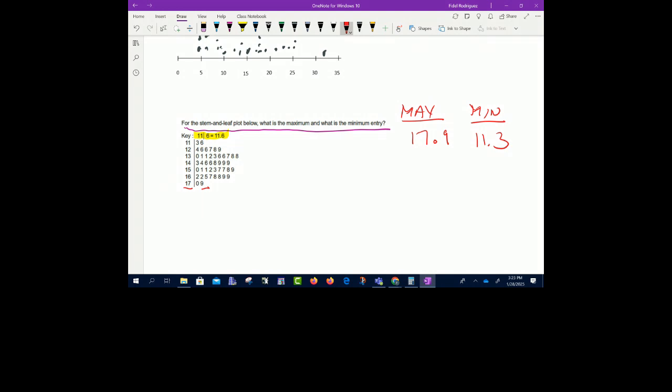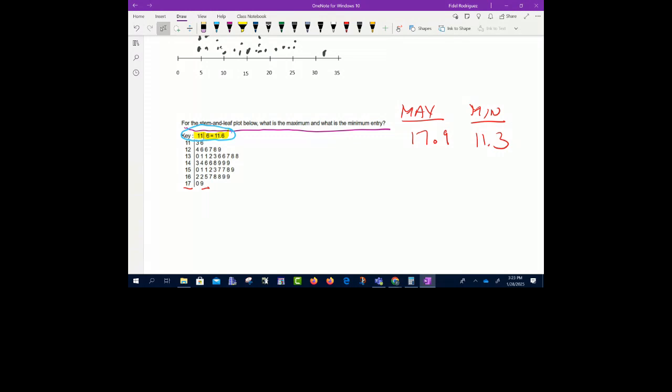And we can, again, find our maximum number and our minimum number. And again, y'all, it's important for me to know what the key represents. The key tells me how to read those numbers. Sometimes it's 11.6. Sometimes it could have been like 116. The key is going to tell you how to read your stem and leaf plot.